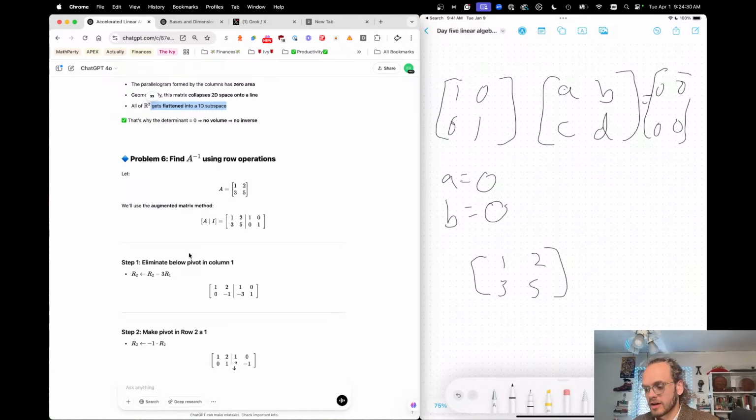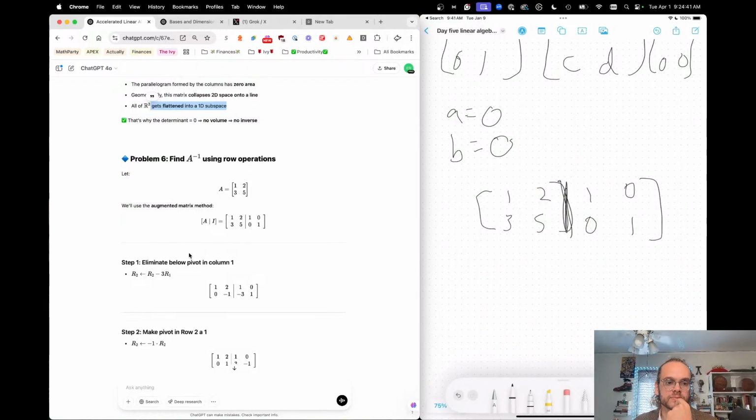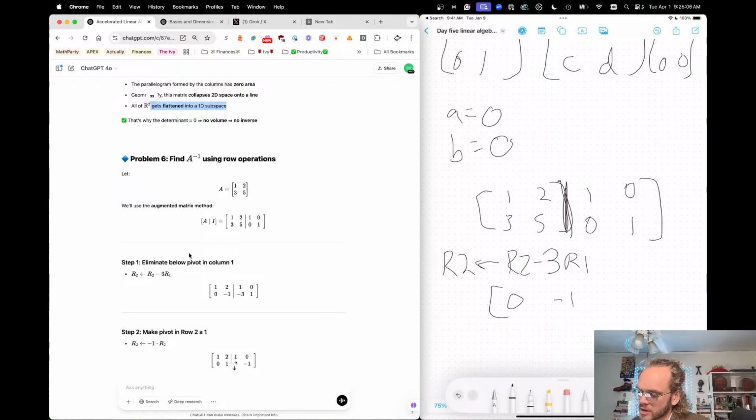So I'll make this augmented matrix here. So it's 1, 0, 0, 1. I put the identity matrix there. And then I have to eliminate the pivot below column 1. So I would go R2 is R2 minus 3 R1, I presume. Yeah, okay, that's what they're doing as well. So then R2 becomes 0. 5 minus 6 is negative 1. 0 minus that is negative 3. And 1. All right.